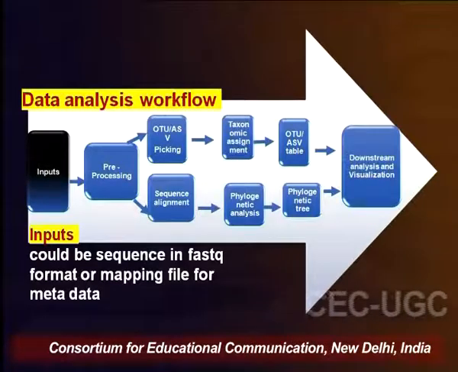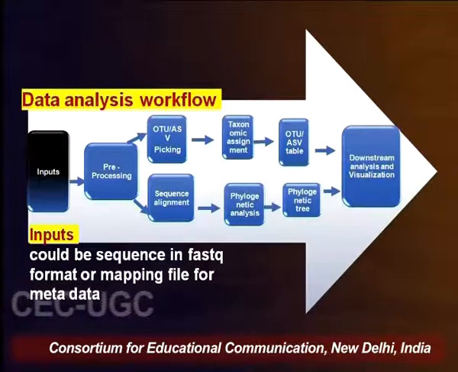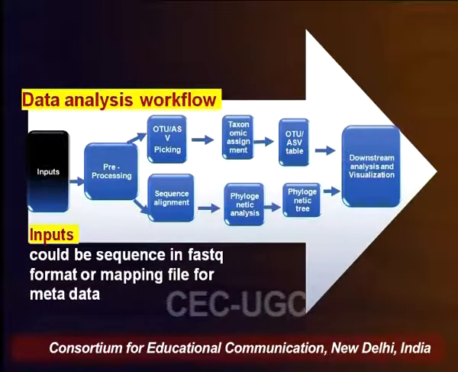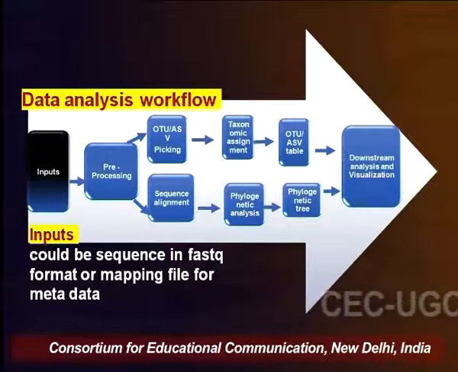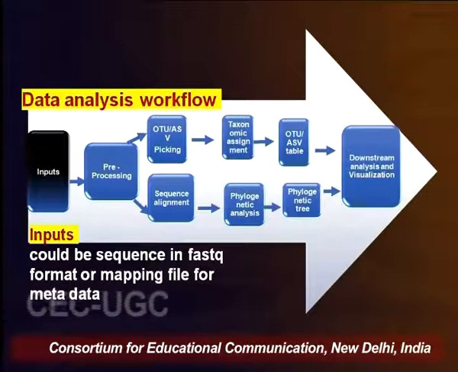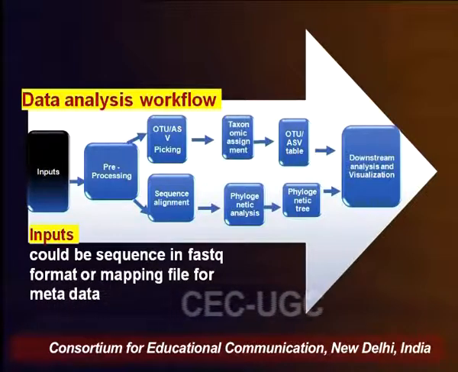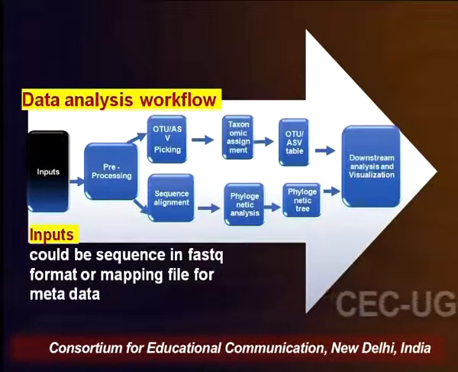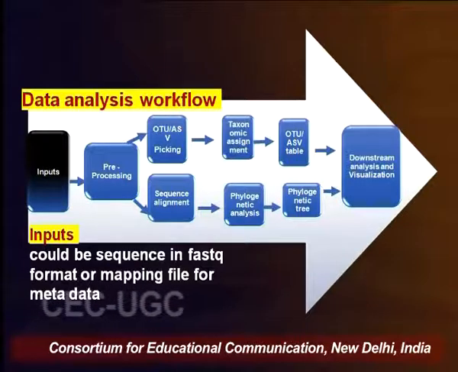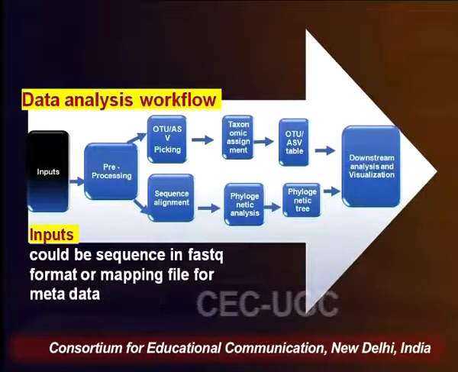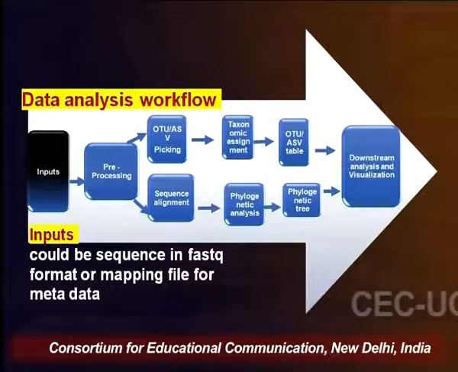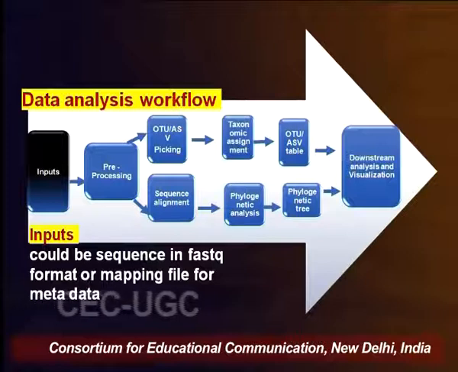So for this one I've just brought back the workflow which I showed you earlier, and I will talk about each step now in more detail: what we do at each step, how we reach the data, which software we use, and how this can be improved. So first we have the input of the sequences which we have observed from previous collection, like maybe 16S sequences or whole genomic sequences. We input them as FASTQ, or maybe as mapping files for metadata.